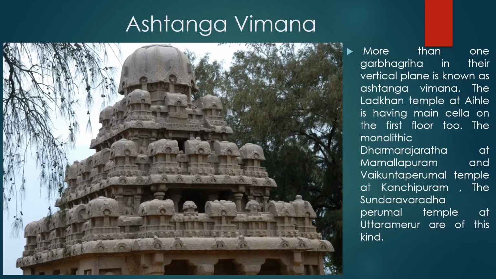The same type of temple we saw yesterday. We have also seen the Sundara Varadaraja Perumal temple at Uttaramerur. It was built on the base of Vastu, and it is also an Ashtanga Vimana type. And we have three main cellas surrounded by some small cellas. This is the Ashtanga Vimana type we have in Tamil Nadu.